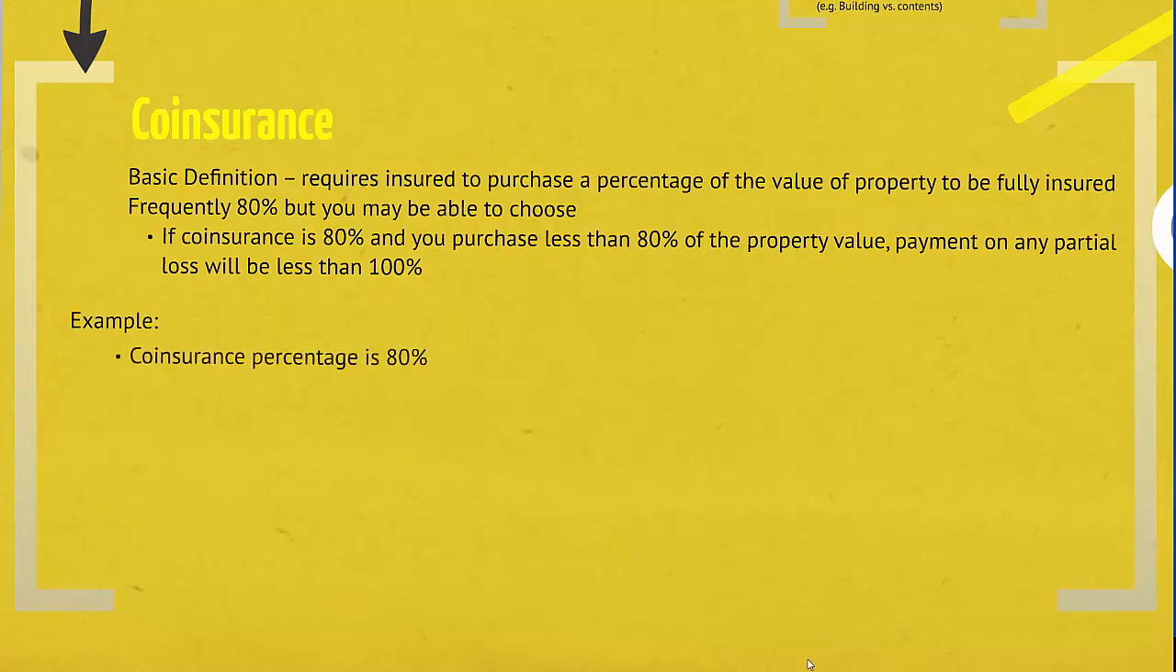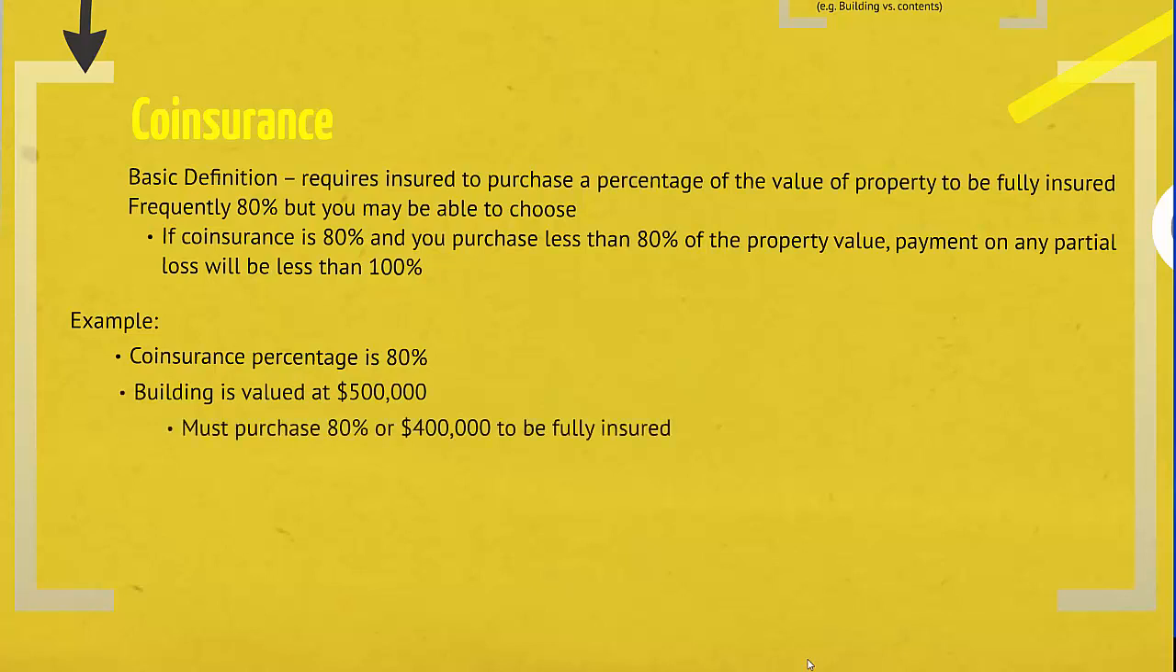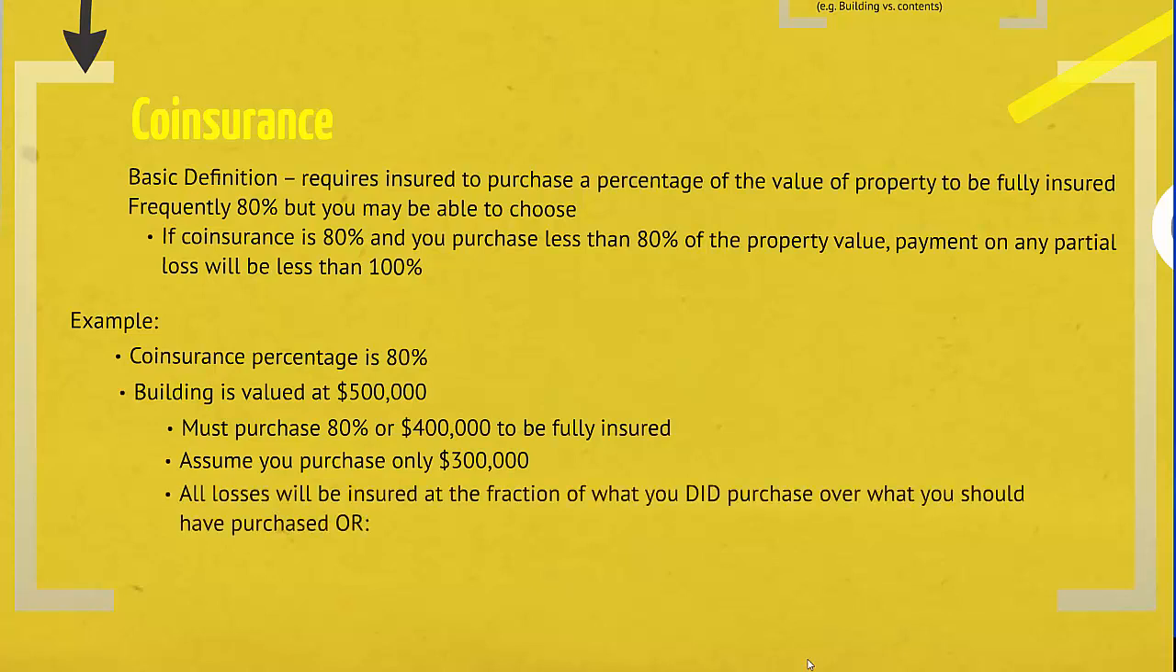Let's say the coinsurance percentage is 80% and the building is valued at $500,000. That means that you must purchase 80% of $500,000, or $400,000, to be fully insured. Assume that instead you only purchase $300,000. In other words, you purchase coverage with $300,000 limits.